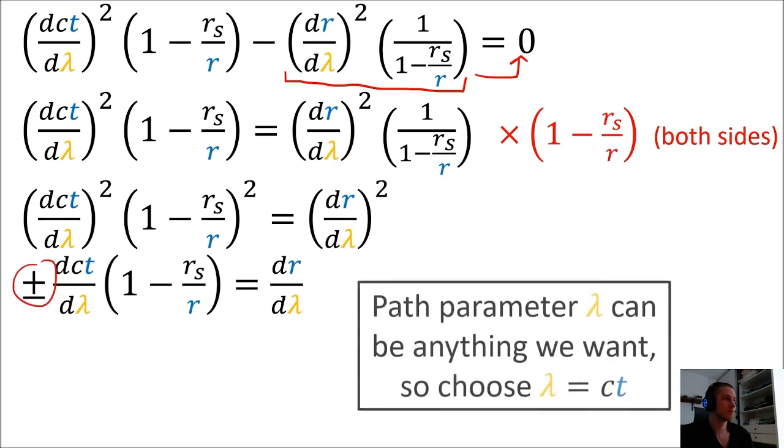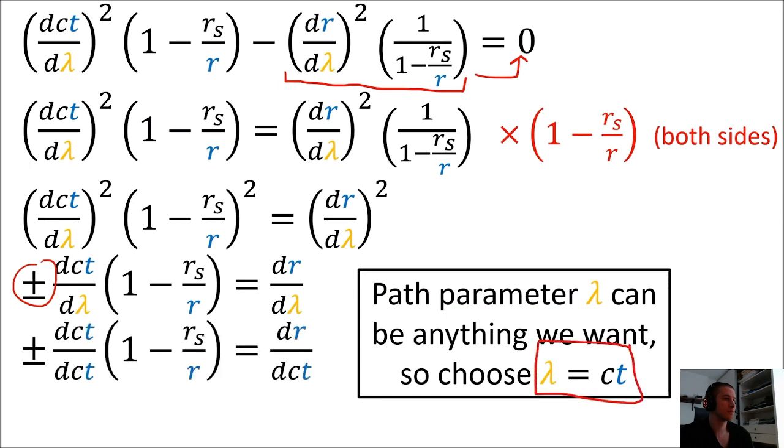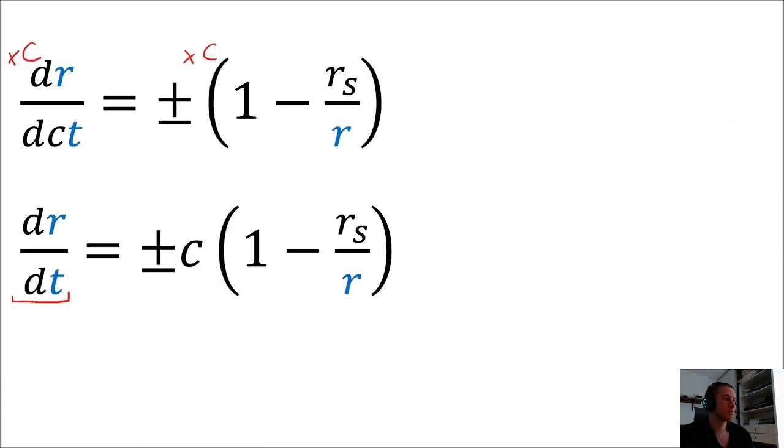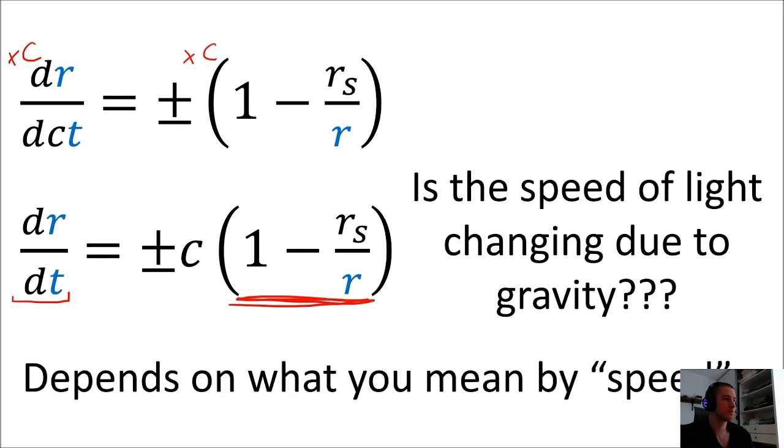Again, the path parameter lambda can be anything we want, so let's choose lambda equals ct, which means this goes to 1 and we get this. So if we multiply both sides by c, it kind of looks like the distance over time derivative is telling us that the speed of light is changing by this factor here. So you might wonder if this means the speed of light is changing due to gravity. Well, it depends on what you mean by speed.